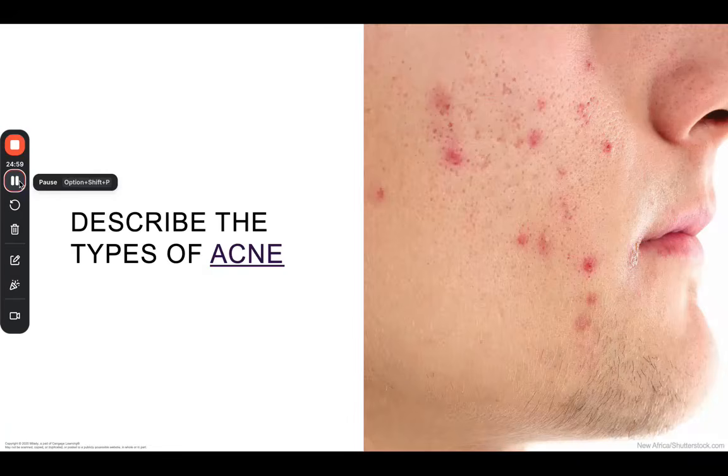So let's get into objective number 5. Describe the types of acne. Acne is an inflammatory skin disorder of the sebaceous glands. Add that to your notes. It is medically known as acne simplex, or it's also known as acne vulgaris. Add that to your notes. If you're following along with your textbook, this is found on page 131.